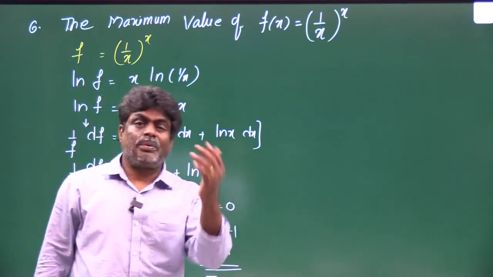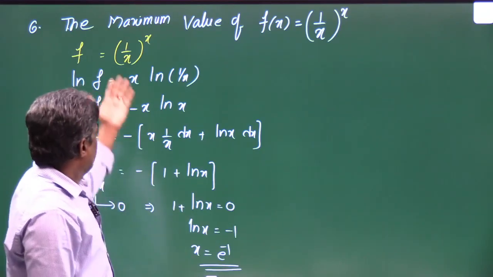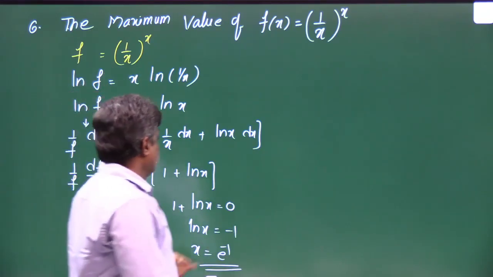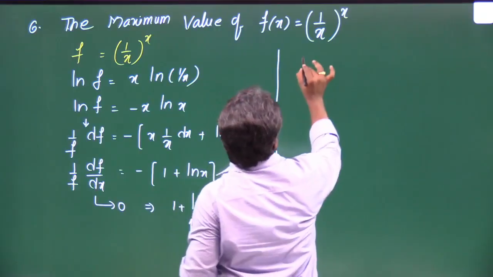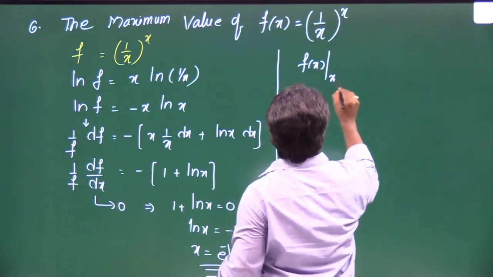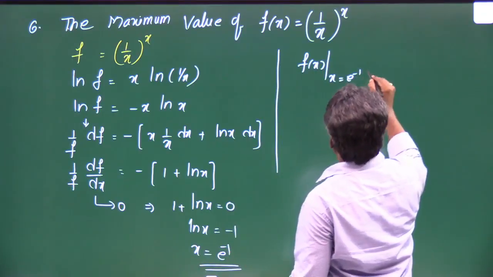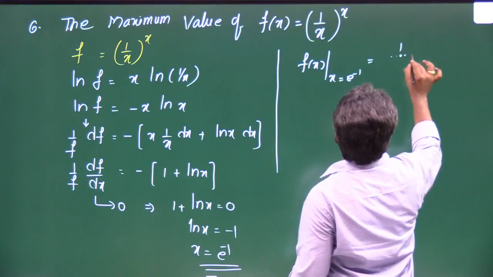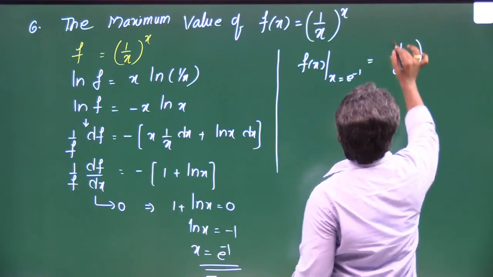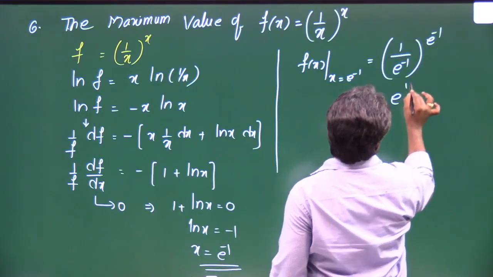At x equal to e raised to minus 1, the function is having extremum value, or of course he has given maximum, and take it and substitute. He is asking the value. So whenever you want to find the value, just take this point and substitute. So that is e raised to minus 1. So 1 by e raised to minus 1 whole power e raised to minus 1. I think this can be written as e power 1 by e.